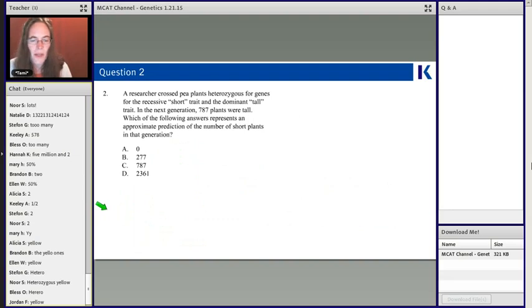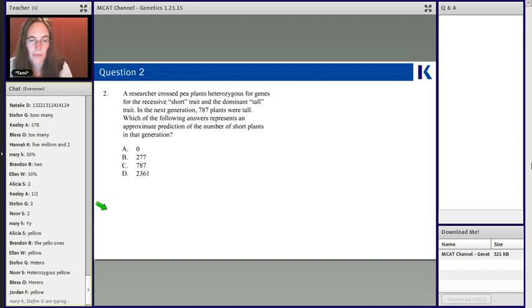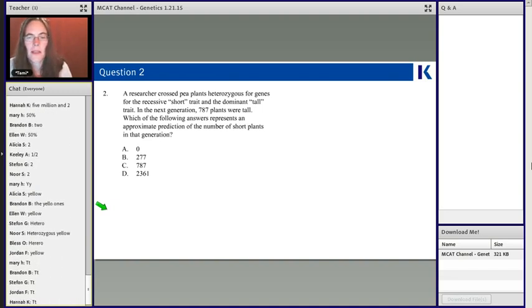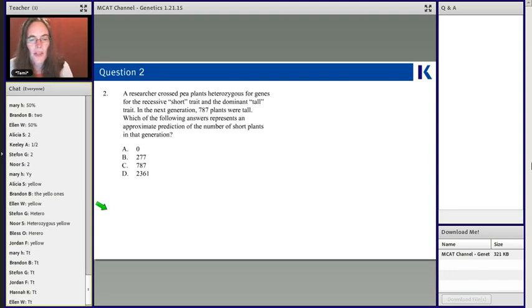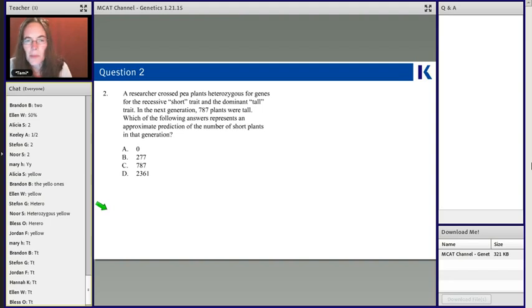First of all, I noticed numbers, and we're going to talk about those numbers in just a second. A researcher crossed pea plants heterozygous for genes for recessive short and dominant tall. So if they're heterozygous, tell me using T, what is their genotype? Nice. Big T, little t. Perfect. In the next generation, so I've got two of these guys, I'm crossing them. In the next generation, 787 plants were tall.